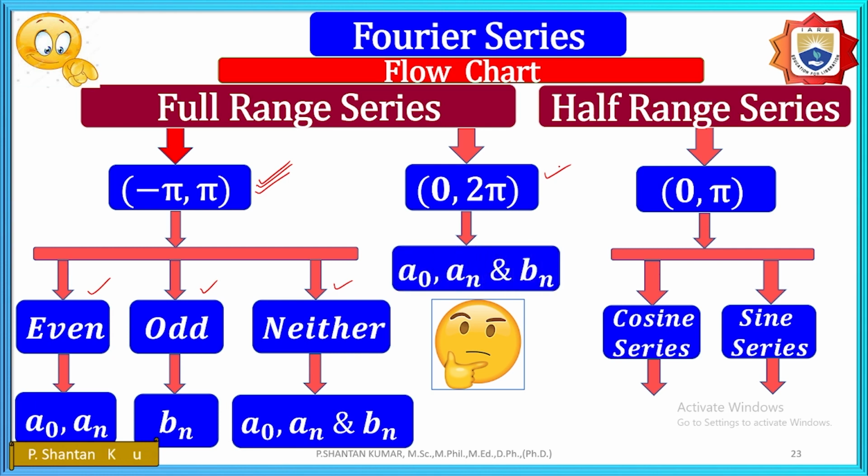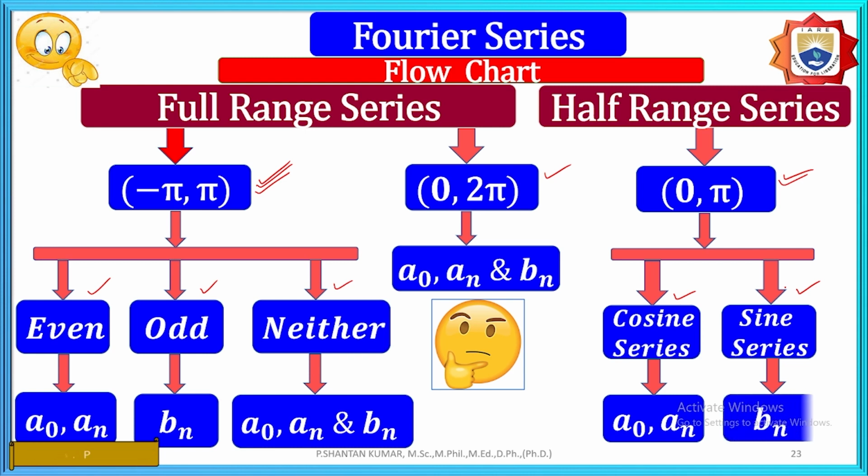And finally, the limits are under 0 to pi. That means we need to particularly observe whether we need to find the cosine series or the sine series. If it is a Fourier cosine series, we need to calculate a naught and an. Similarly, if the problem is under 0 to pi and they are asking to find a sine series, we need to calculate the bn values.